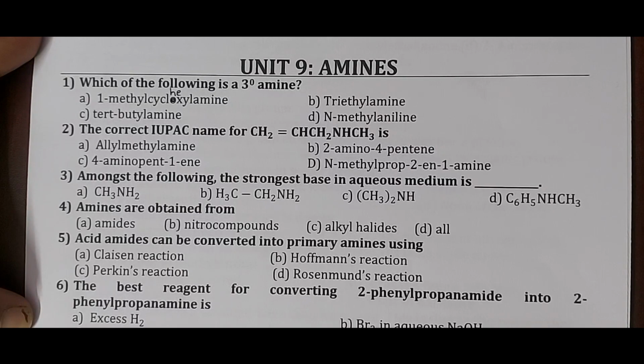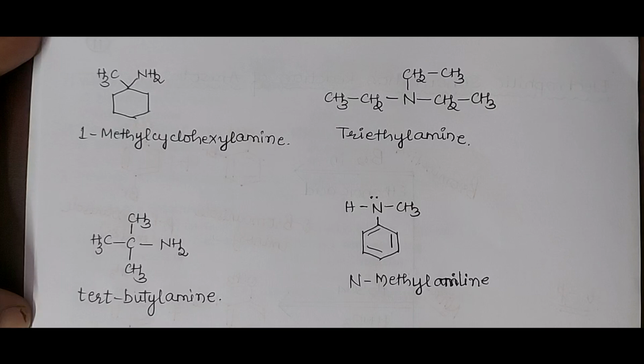Let me tell you the difference: if one of the hydrogen atoms of ammonia is substituted by an alkyl or aryl group, it's a primary amine. If two hydrogen atoms of ammonia are substituted by an alkyl or aryl group, it's a secondary amine. And if all three hydrogen atoms are substituted by an alkyl or aryl group, then we say it is a tertiary amine. So we'll draw the structures of these and then consider which is a tertiary amine.